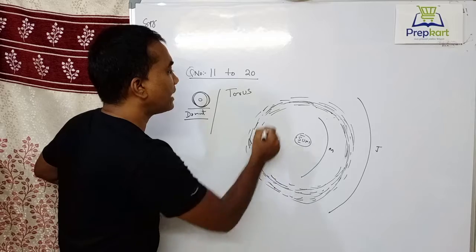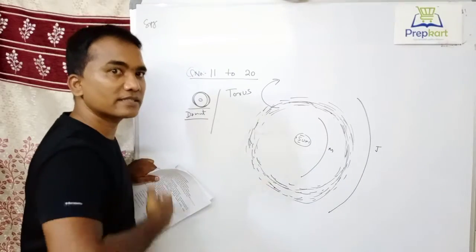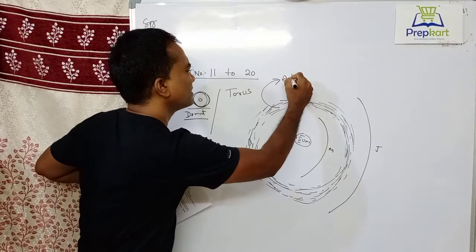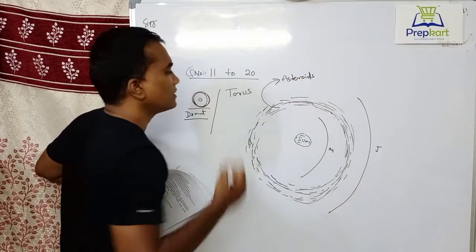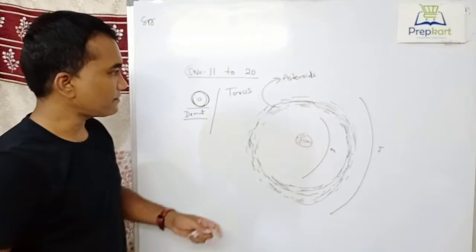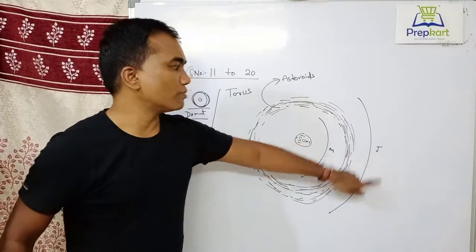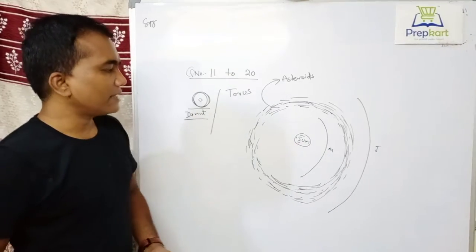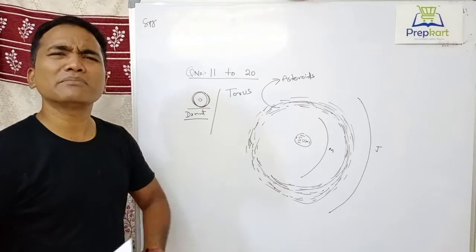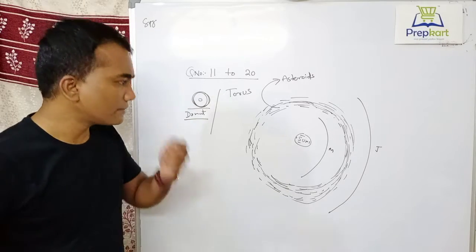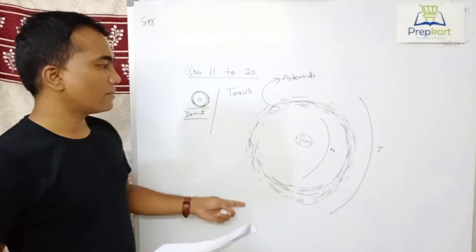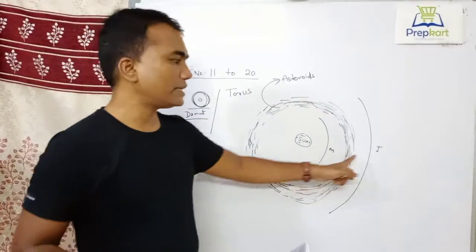So here you will be having asteroids, and asteroids only. So this is called the asteroid belt, in between Mars and Jupiter. Now they can be called minor planets also. Asteroid and minor planet both are synonymous actually. So the 11th question is related to the asteroid belt. So here you have the asteroid belt in between Mars and Jupiter.